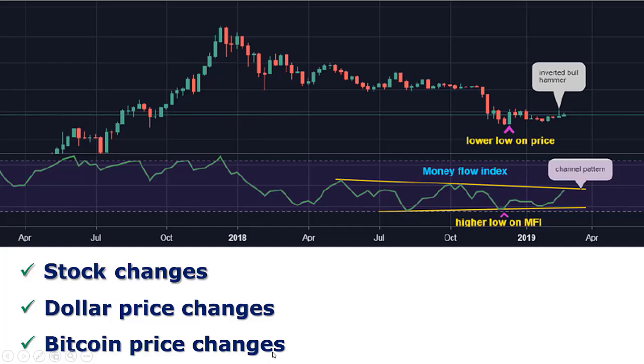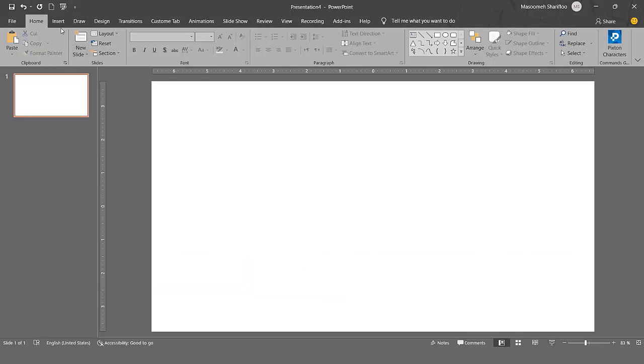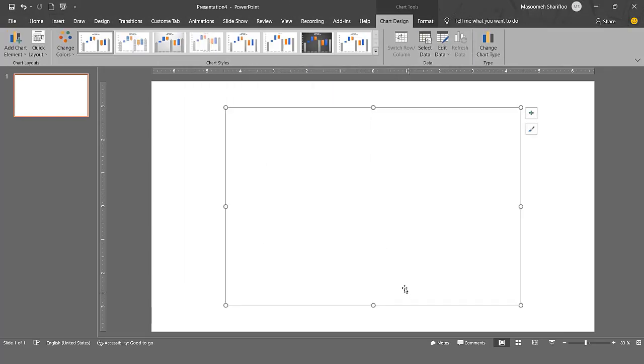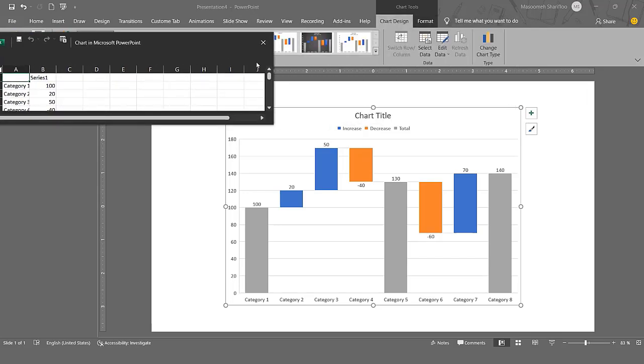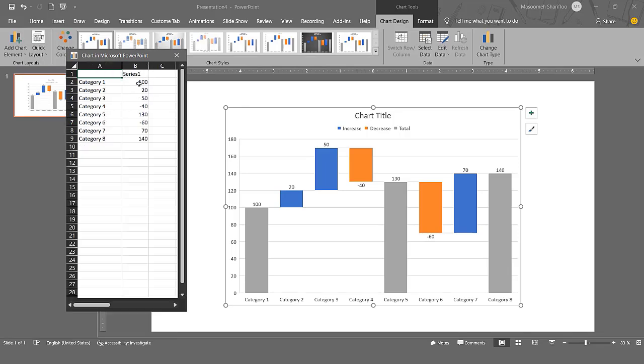To have the waterfall charts from the insert chart section, you can select the waterfall option, then click on OK, and let's study this Excel file to see how the waterfall chart works. In the category, you can add different categories, and here each positive number that is added shows the increase, and negative numbers show the decrease.